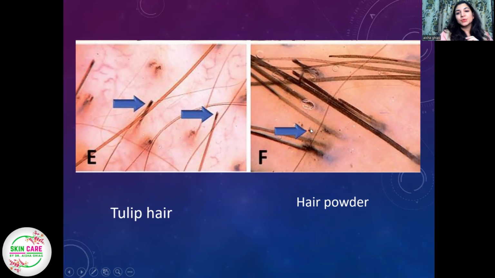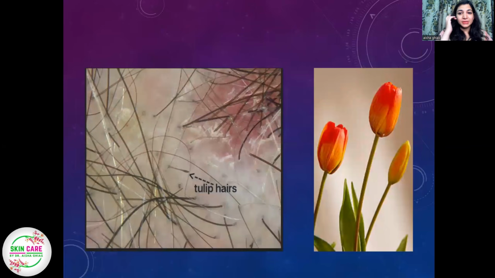And this is the hair powder. Once the whole of the hair has been pulled out, the leftover parts of the hair are broken. Some of them are within the skin of the scalp, while some are dispersed outside the scalp. And this we call the hair powder. These are the broken parts of the hair, which are in the form of concretions, maybe. All right. So this is the simulation with the tulip.